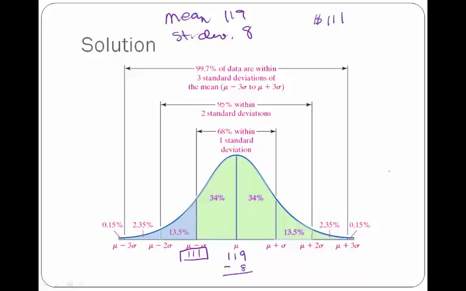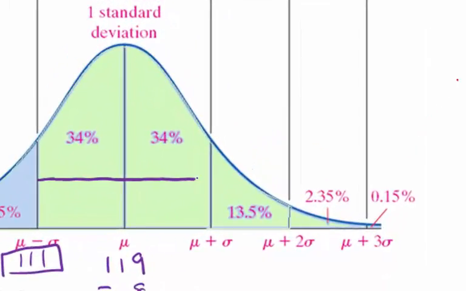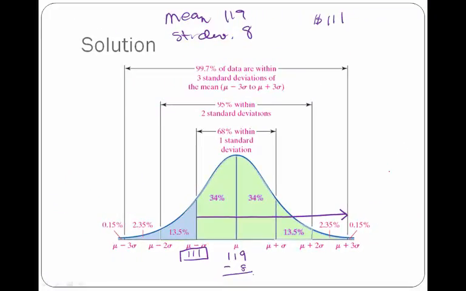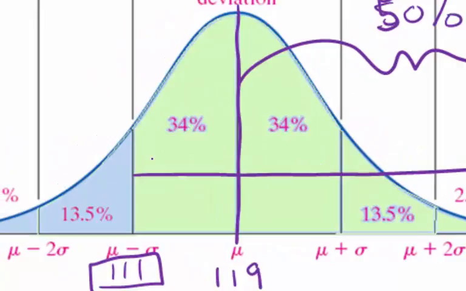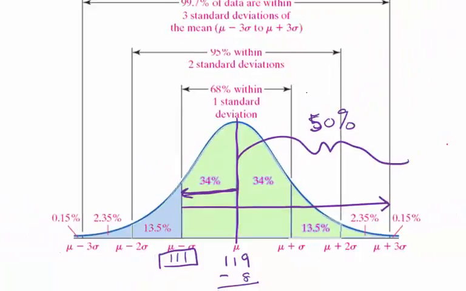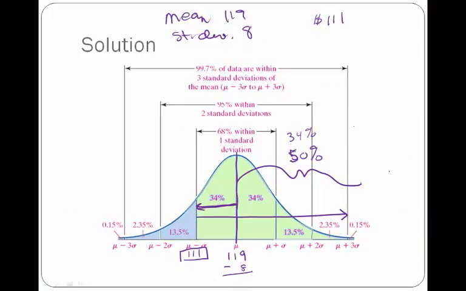So we want to know what percent is represented by all of this portion greater than 111. And we know this curve is symmetric, so half of the data lie to the right of the mean. So this whole section here would be 50%. And we know this section, one standard deviation below the mean, is 34%. So the answer to this question is that 84% of the bills would be greater than $111.